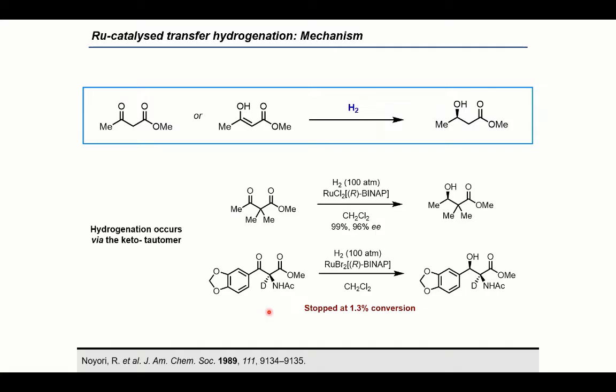If hydrogenation proceeded by the enol tautomer, the product should have no deuterium at the alpha position, because it would have been transferred to the oxygen atom and eventually lost by exchange with the solvent. However, the alpha-deuterated hydroxy ester was obtained, again suggesting that the relevant species is the ketone rather than the enol tautomer in the reduction reaction.